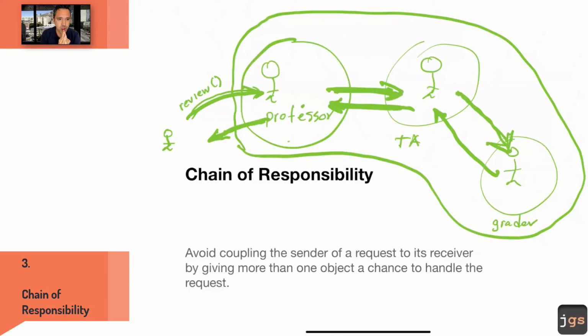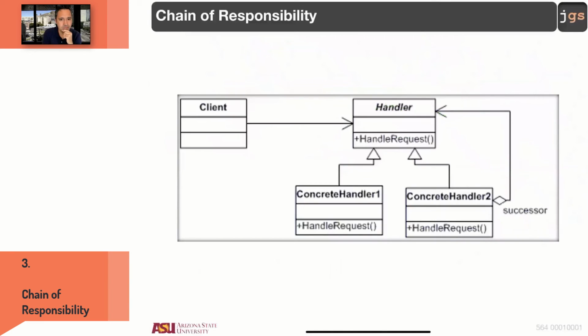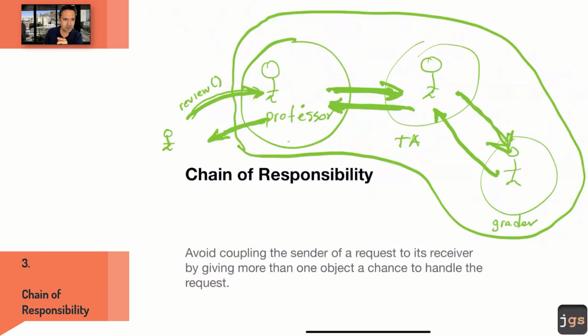Can you imagine how to implement this in terms of object-oriented programming? Moreover, can you imagine the class diagram that is going to help us to create something like this? And I am sure that you're going to find this familiar. This is the pattern for the chain of responsibility. This is the class diagram to implement something like this.